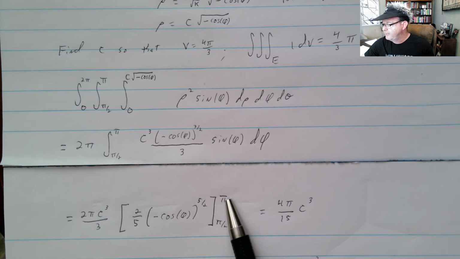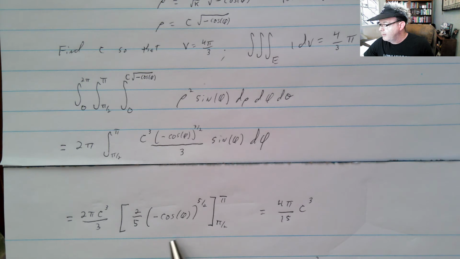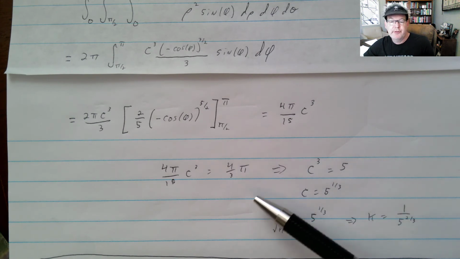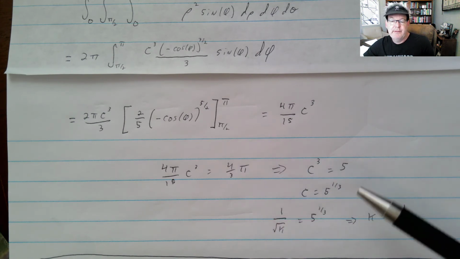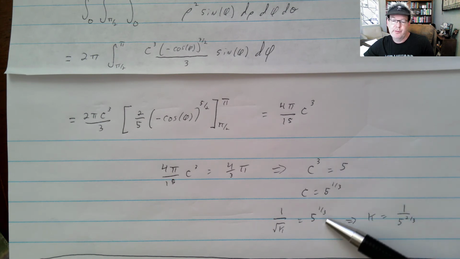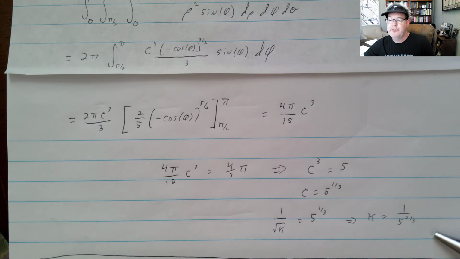Plug in my limits. Plug in pi, I'll get negative of negative 1, which will be 1. And plug in pi over 2, you get 0. So you just get 2/5 times that. So 4/15 pi c cubed. And again, if you want the volume to be 4/3 pi, c cubed would be 5. c would be 5 to the 1/3. So 1 over root k is 5 to the 1/3, or k is 1 over 5 to the 2/3.